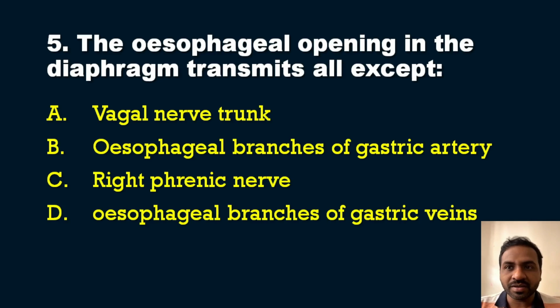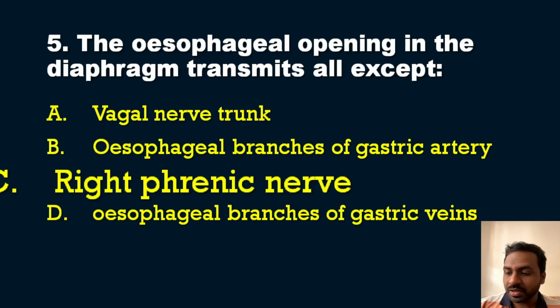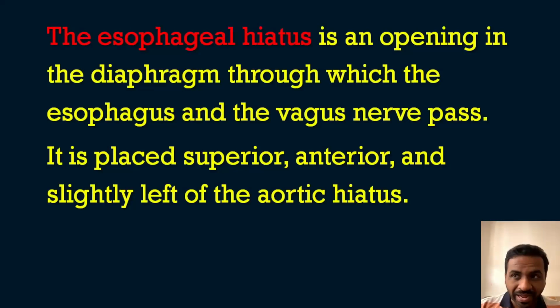So which is the right answer? Among these, which is not passing through the esophageal opening in the diaphragm? So what is the answer? The answer for this question is option number C, that is the right phrenic nerve. So the right phrenic nerve is not passing through that opening. The esophageal hiatus is an opening in the diaphragm through which the esophagus and the vagus nerve trunk pass, and it is placed superior, anterior, and slightly left of the aortic hiatus.